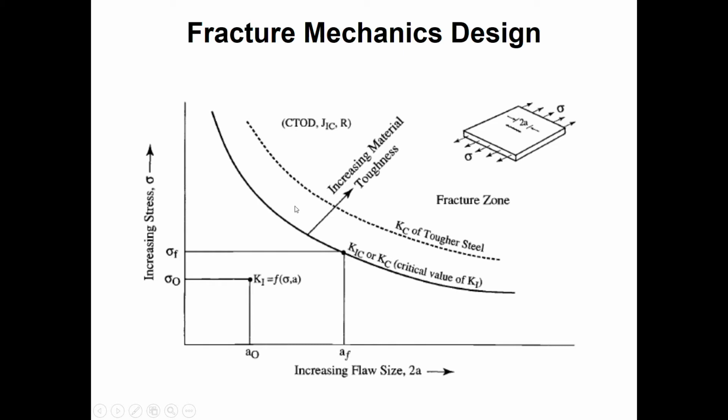Right. If we want to have a larger or higher level of stress while we maintain the same increasing flaw size, we need to implement tougher steel. For example, in this case here, the plot will be increased. So we can extend the level of increasing stress here.